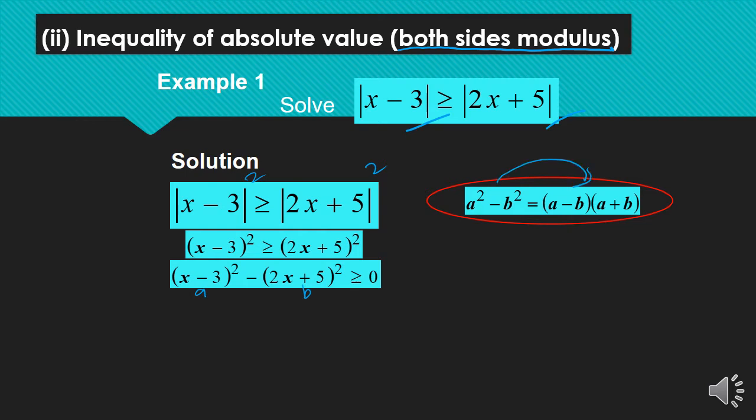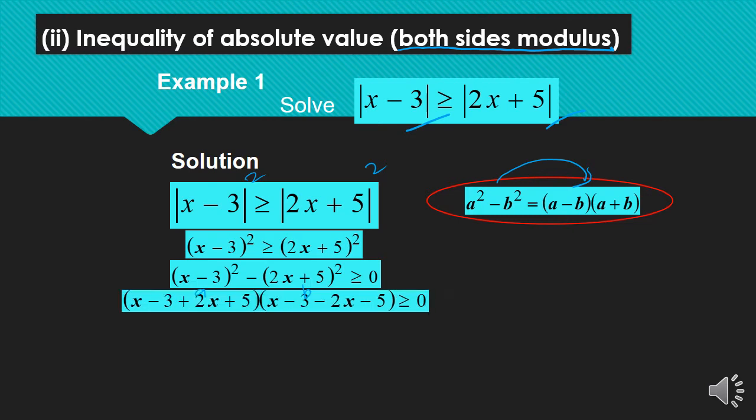So what is our a? x minus 3 minus b. So x minus 3 minus, or either one, minus first or plus first, both are fine. So for this one, they use the positive first. So what we can do, it will be x minus 3 plus 2x plus 5, a plus b, and then x minus 3 minus 2x plus 5. So it will be minus 2x minus 5 more than or equal to 0.